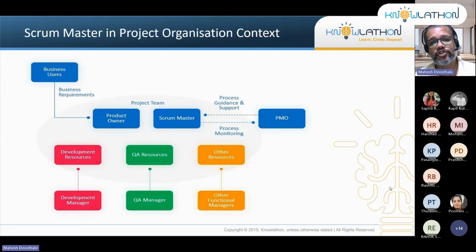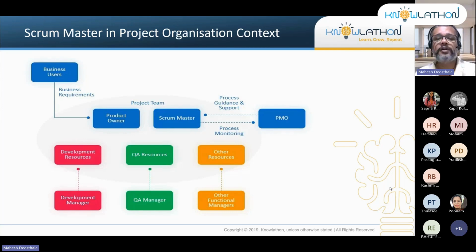Scrum Master will ensure adherence to these processes at the organizational level, and will also be reporting back whatever monitoring and tracking on the process side this role does to the PMO. On equal lines sits a product owner, and a little bit ahead, we will talk about the specific difference between these two roles. We'll just quickly touch upon that.